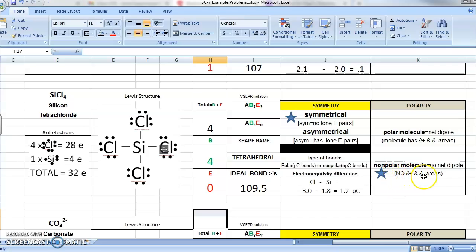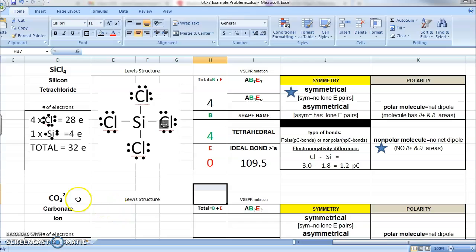There are no partial positives or partial negatives, so there won't be an intermolecular force called a dipole. We will learn about other intermolecular forces called London dispersion forces, which can enable molecules to stick together, but the sticking together is not the result of dipoles. On our next video, we'll take a look at the carbonate ion. It's CO3 2-, and we'll remind you of how to deal with charges on molecules.